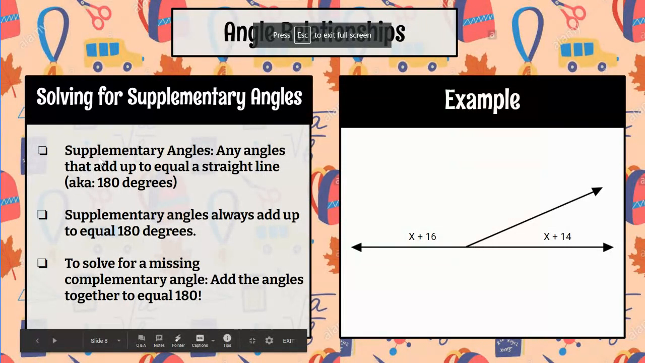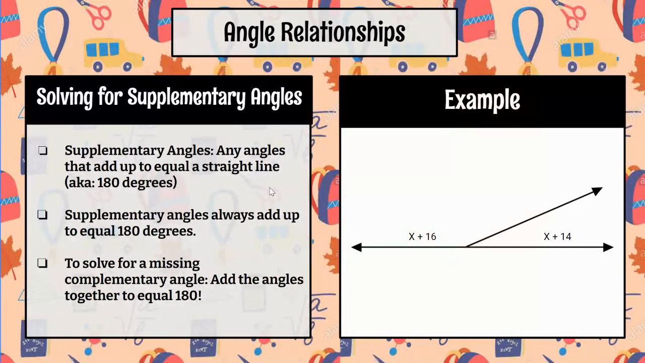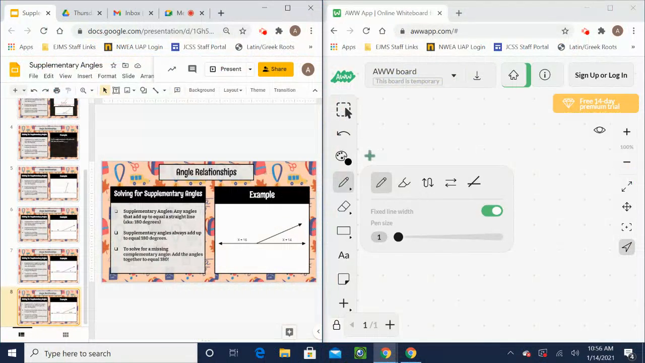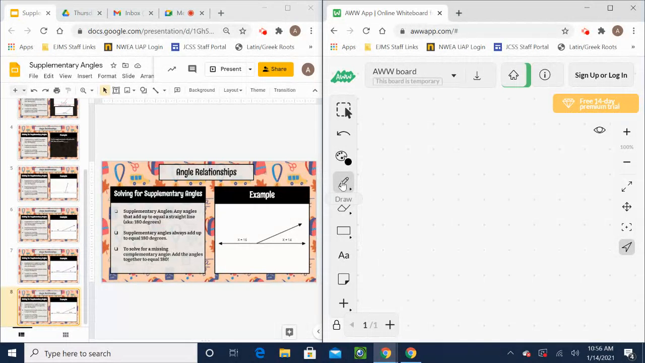So on this one, you've got x plus 14 and x plus 16. Okay, well, double check. These two angles make a straight line, so they're supplementary. So they add to 180 degrees. Okay, well, you need to be really careful on this one. Here's my first angle. Add it to my second angle. And they're supplementary, so they equal 180.